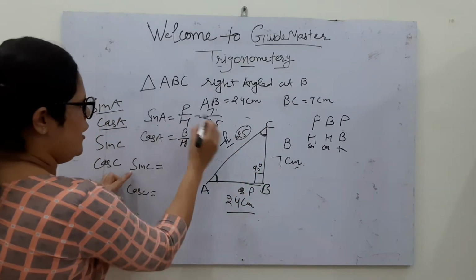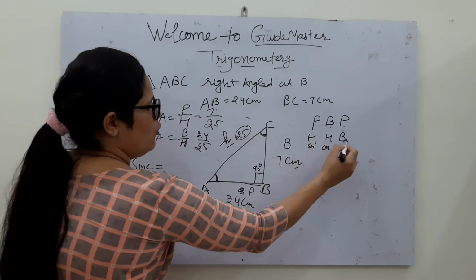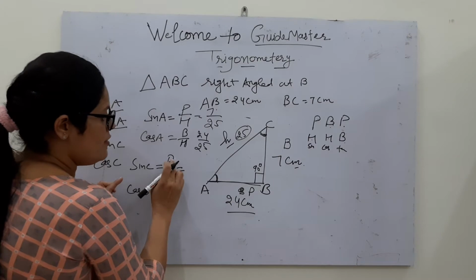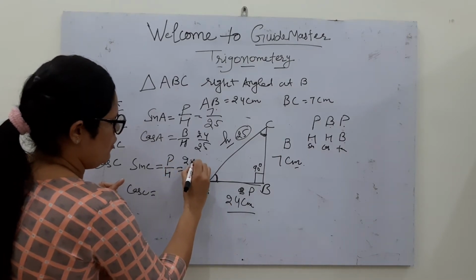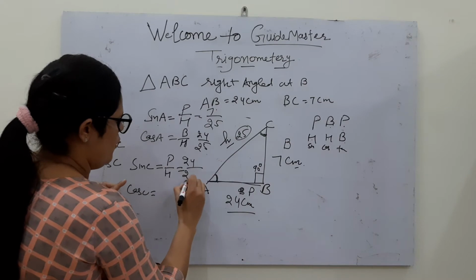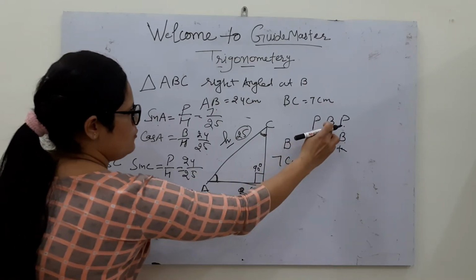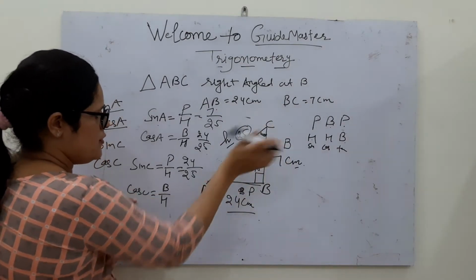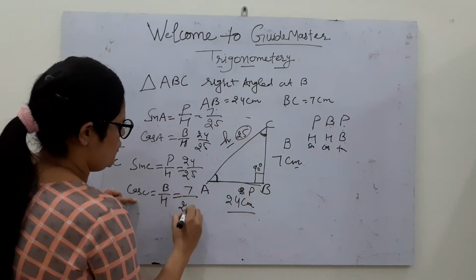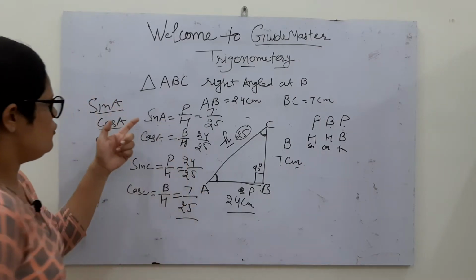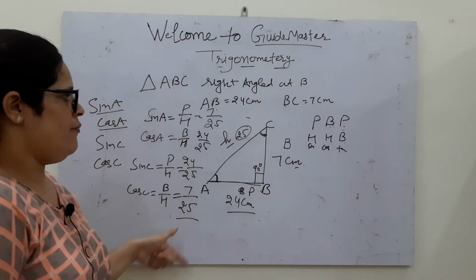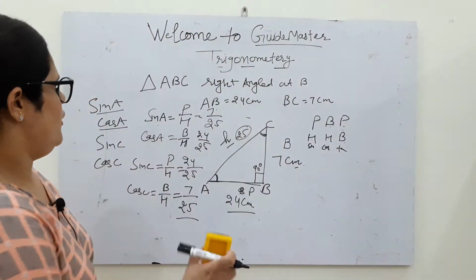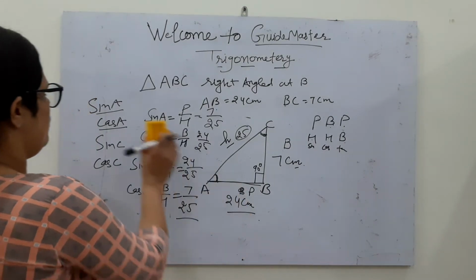So sin C, again Pandit Badri Prasad Har Bole, is P upon H. Now P is this one, 24, and H is 25. And cos C is B upon H. Base is 7 and hypotenuse is 25. Here all the values of sin A, cos A, sin C, cos C are calculated. Now we will solve the next question.